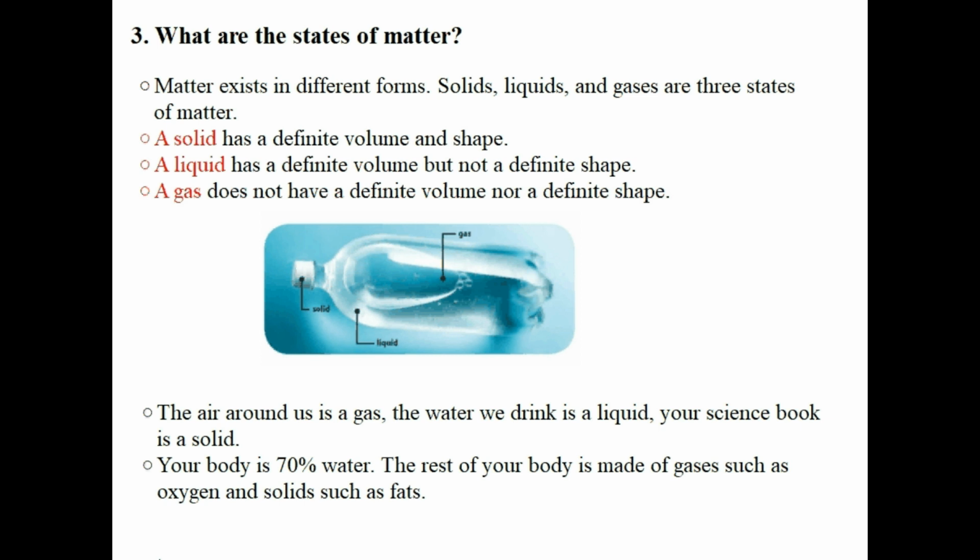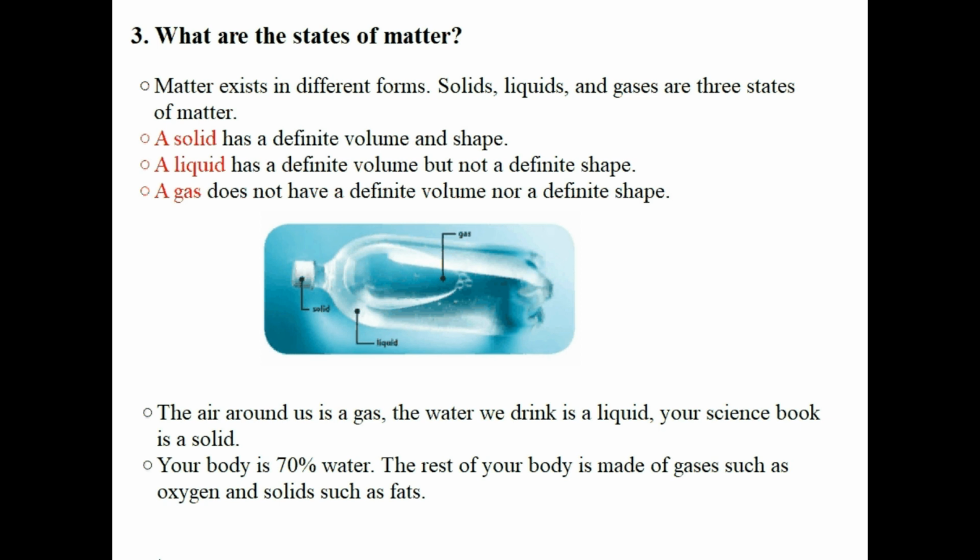For example, if we have 30 milliliters of water, we can place them in a bottle. They will take the shape of the bottle. And also, we can place them in a cup. They will take the shape of the cup. So, the shape changes, but in both containers, the volume of water remains the same, which is 30 milliliters.